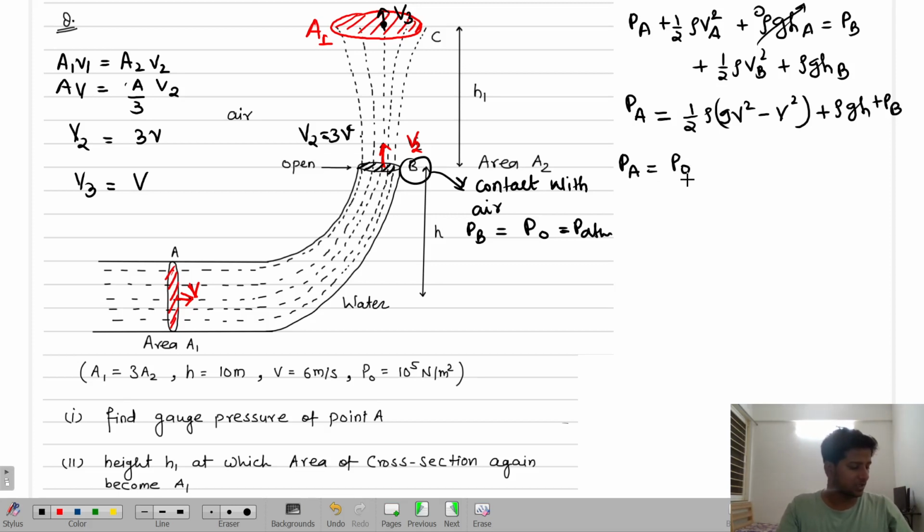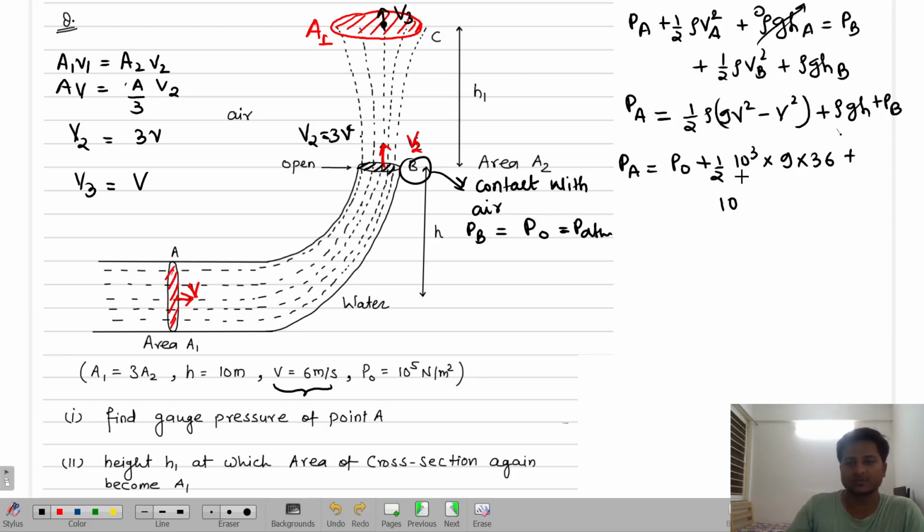Let me check, I'll directly write it. So half rho is given to you, that is 10 to the power of 3, 9V square. Velocity is also already given, 6 meter per second. So 6 sixes are 36, so 9 into 36, isn't it? Plus rho g h once again, 10 to the power of 3 is my density. Gravity is 10 and height is also given, 10 meters. So if you solve it, P of A will come as P naught plus this appears to be 2.44 into 10 to the power of 5.